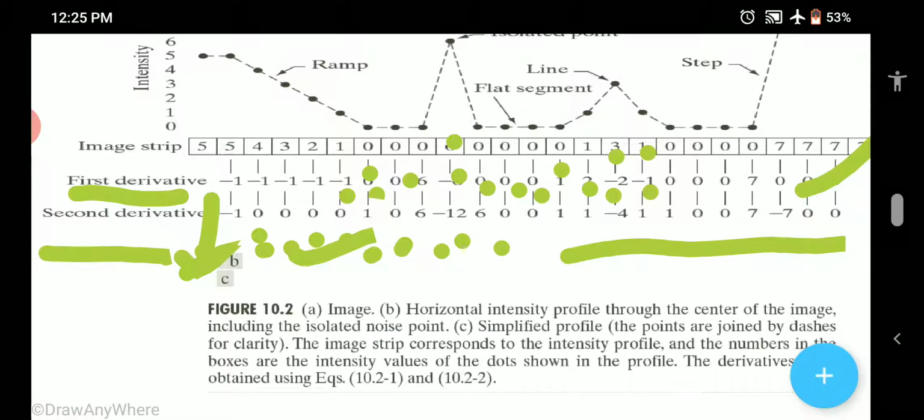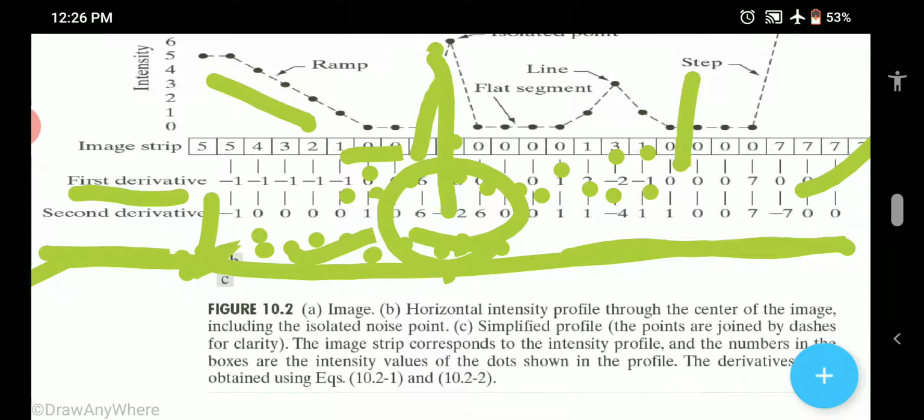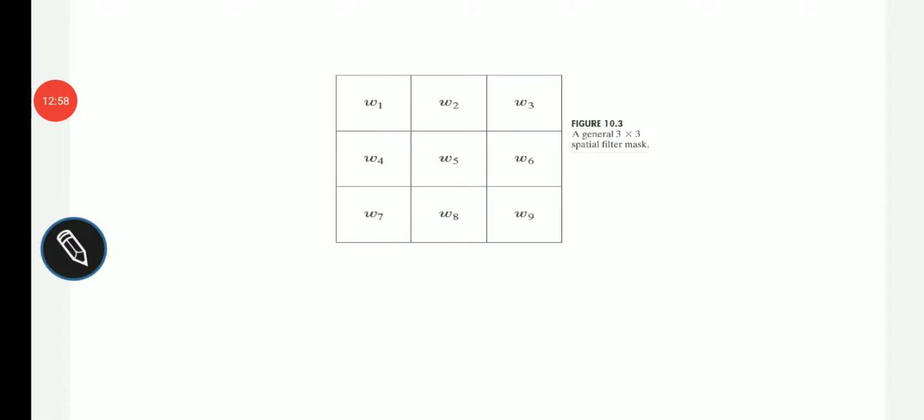Now here you can see all the values have changed from 0 to 8 only. Here you can see an abrupt change, that is an isolated point. All the changes are either a ramp or a step, but here an abrupt change is there. This point is called an isolated point or the noise point. Therefore, the first order derivative generally produces thicker edges in an image. The second derivative has a stronger response to fine details such as thin lines, isolated points and noise. The second derivative produces a double edge response at the ramp and step. The sign of the second derivative can be used to determine whether the transition into the edge is light to dark or dark to light.